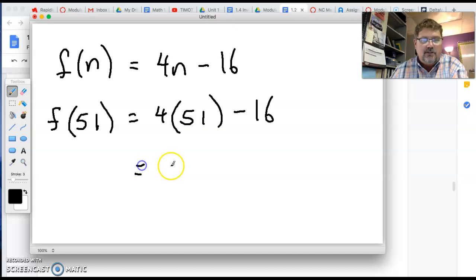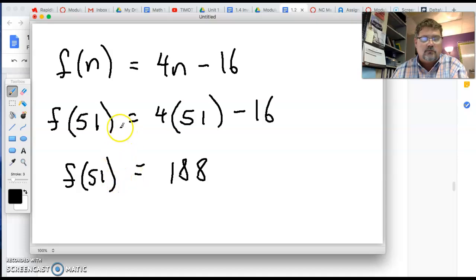And when you compute this, you're going to get 188. So the 51st term is 188, right? Or you could write f of 51 is 188.